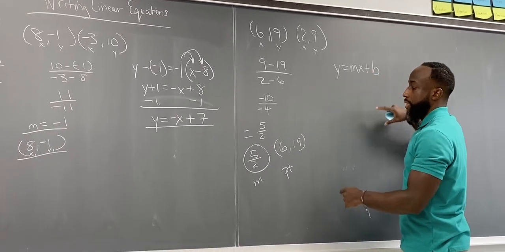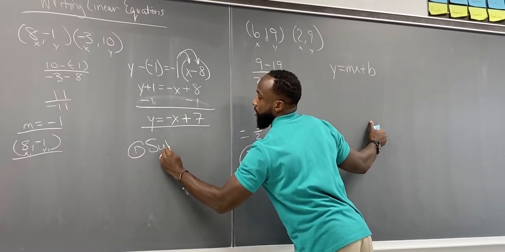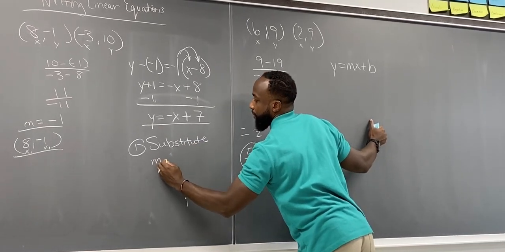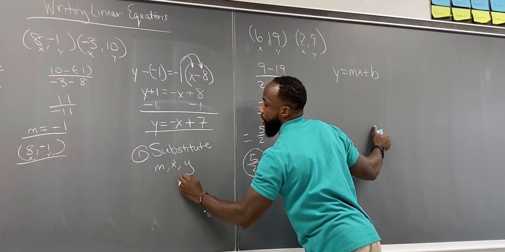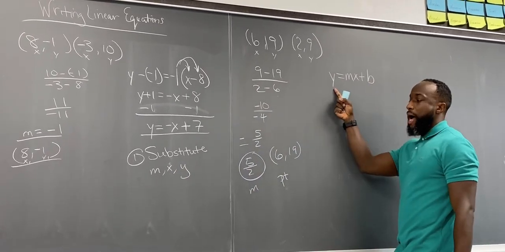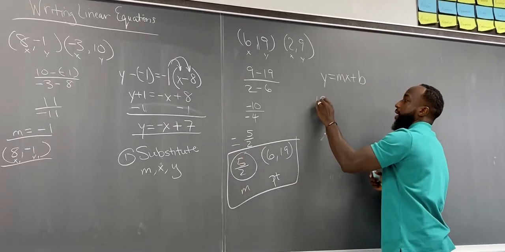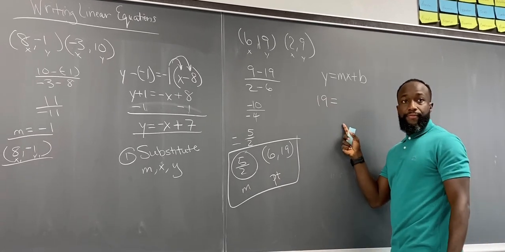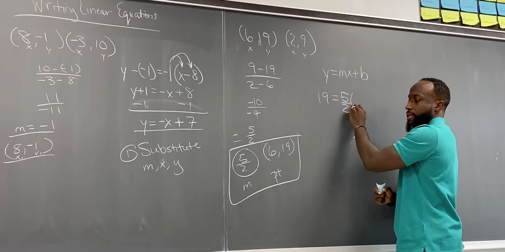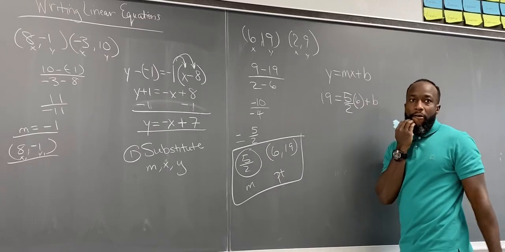Basically, you've got your slope, and the first thing you want to do is substitute your m, x, and y. So what's y? 19 equals m, 5/2, times x, 6, plus b.